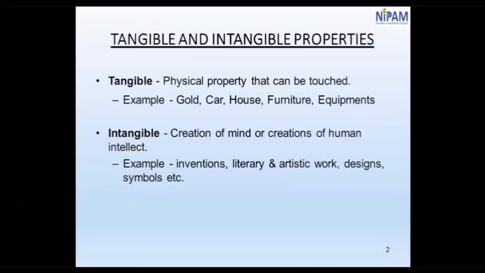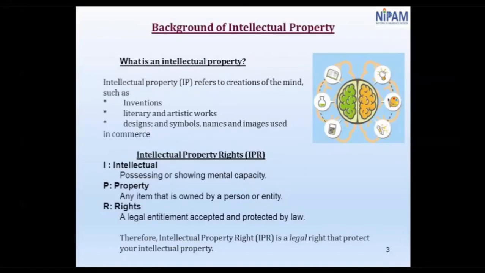If we invent something new, how do we protect it so that no other person can copy it? If we write a book, a poem or a song, how can we protect it so that no other person can copy that? For that, we have intellectual property rights. All these things come under intellectual property, which are created by the intellect of human beings. Examples are inventions, literary and artistic work, designs, symbols.